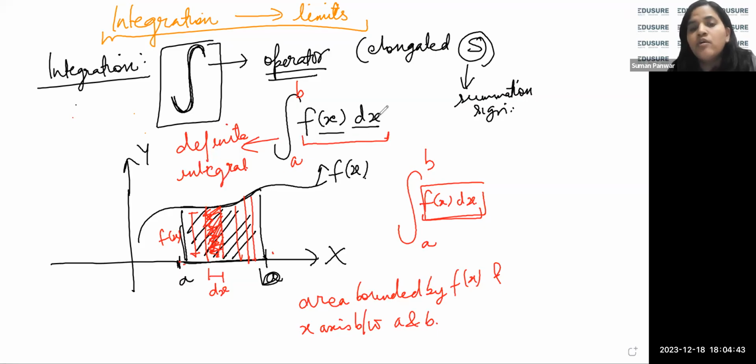Okay. So we will start our class. If you want to write this down, I'll give you some time to write this down. So what is integration? Integral is an operator. This is operated on a function f(x). What does it mean when I apply it from A to B? It means the area under the curve f(x) bounded by the x-axis between A and B.